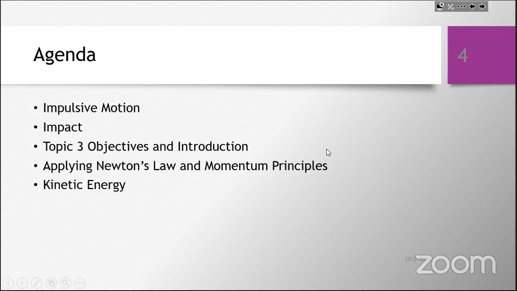Then we're going to jump into topic 3, which says kinetic energy. Well, didn't we already kind of talk about kinetic energy? Yes, we did. We'll get back into this. We're going to start talking about systems of particles. So what if I have more than one particle moving together, linked in some way? How do we talk about them?